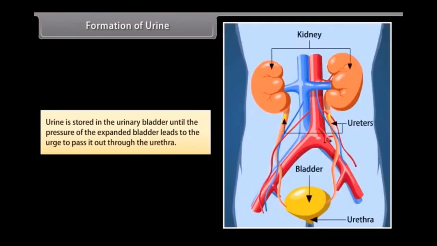Urine is stored in the urinary bladder until the pressure of the expanded bladder leads to the urge to pass it out through the urethra.